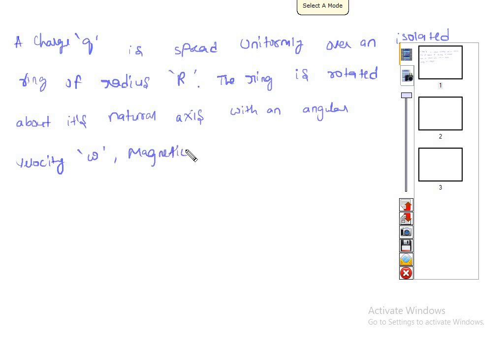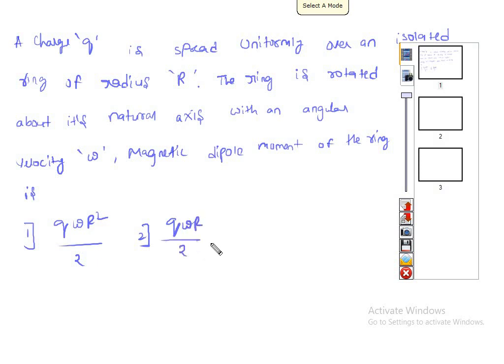Magnetic dipole moment of the ring. First option: q omega r square by 2, second option: q omega r by 2, third option: q omega r square, and the fourth option: q omega by 2r. So let's go for the question.